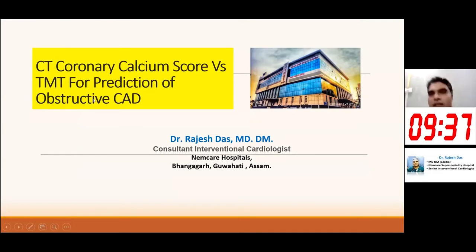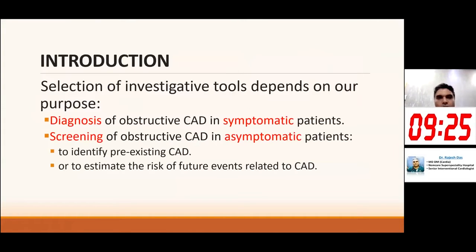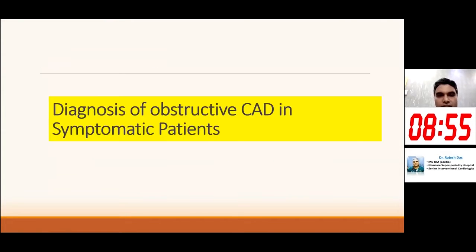So I have been given the topic of CT coronary calcium score versus treadmill test for prediction of obstructive CAD. When we talk about an investigating tool, we should know why we are selecting it. The selection depends on our purpose, whether it is for diagnosis of obstructive CAD in symptomatic patients, or for screening of obstructive CAD in asymptomatic patients. Screening may be to identify a pre-existing CAD, or to estimate the risk of future events related to coronary artery disease.